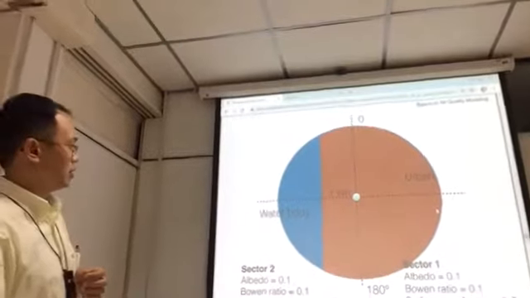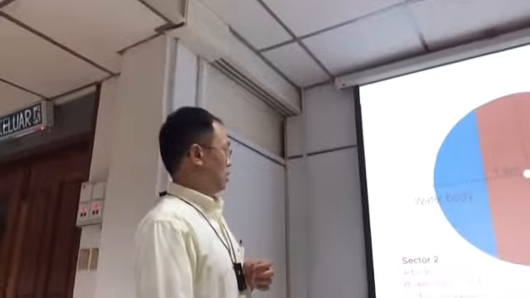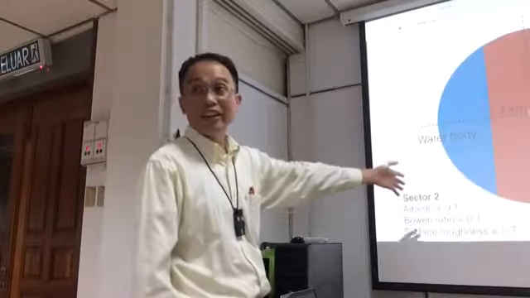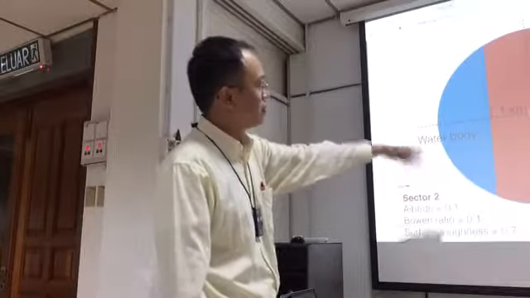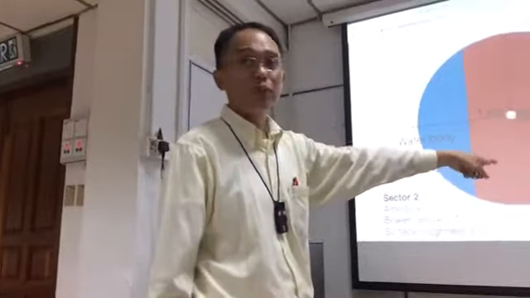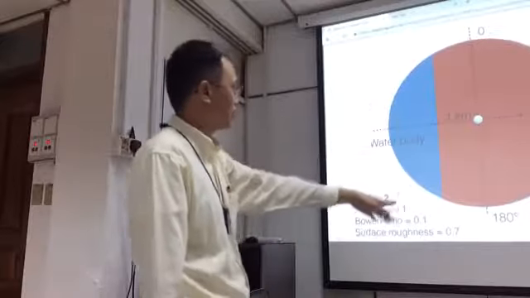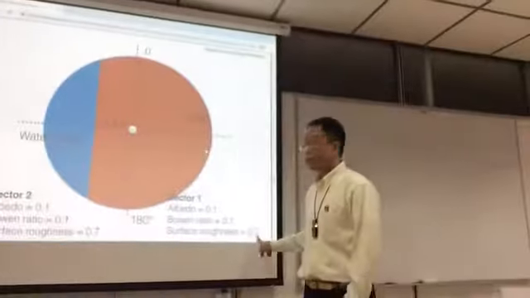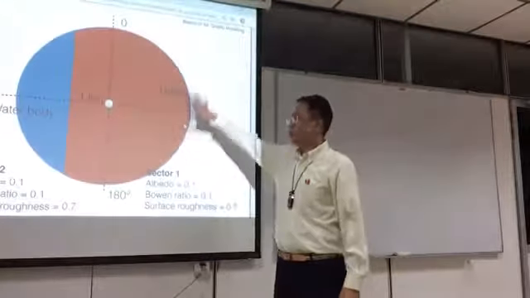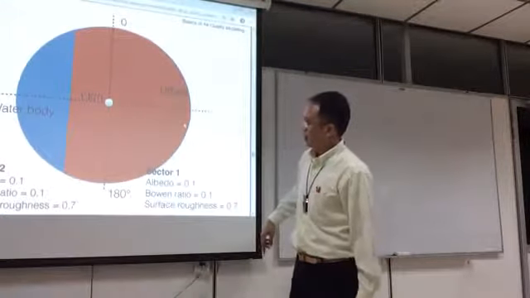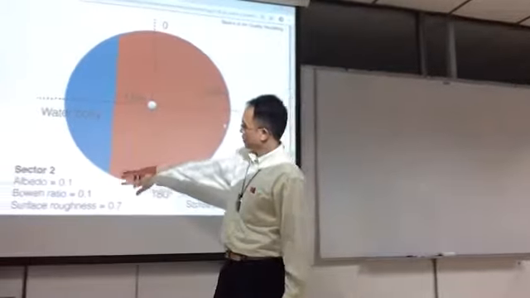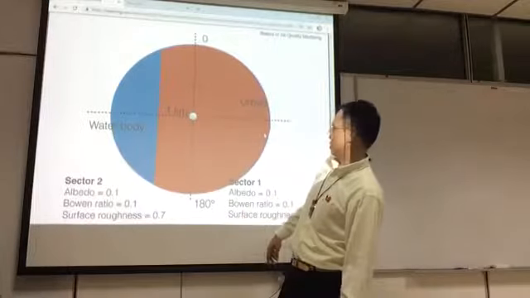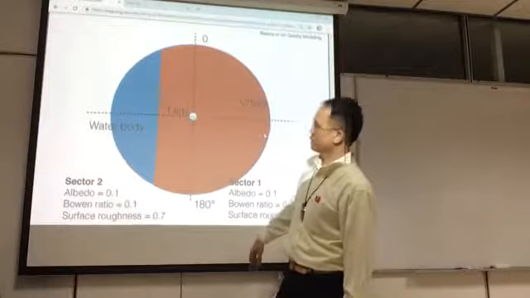So this is an example. So sector 1 here, sector 2 here. So there's a water body there. Urban area. So this one, the entirety is just albedo 0.1, Bowen ratio 0.1, surface roughness 0.7. Notice the high surface roughness value, 0.7, because it's an urban area. There's a lot of obstacles in this area. And then sector 2 here, albedo is 0.1 also. I think average. Did I change it? Let me check.